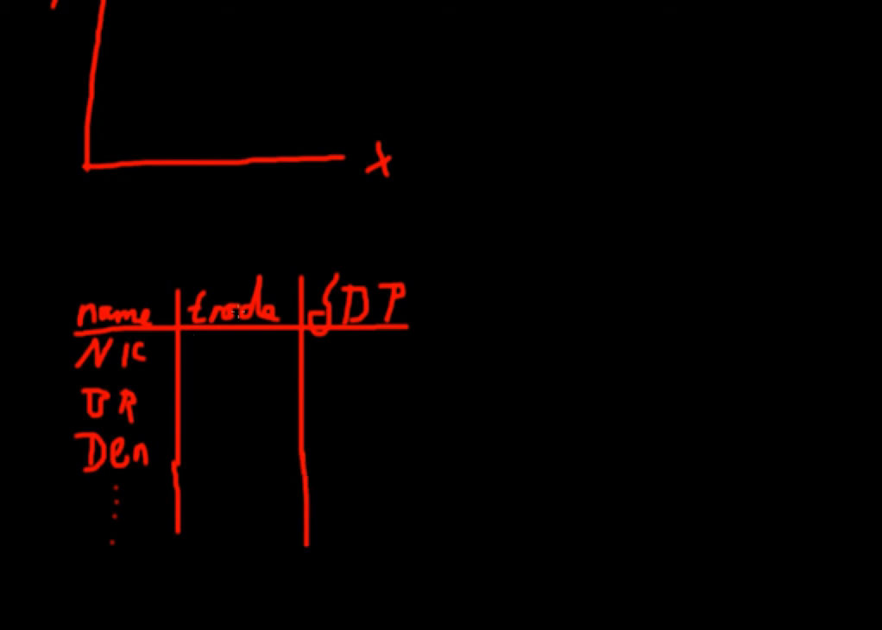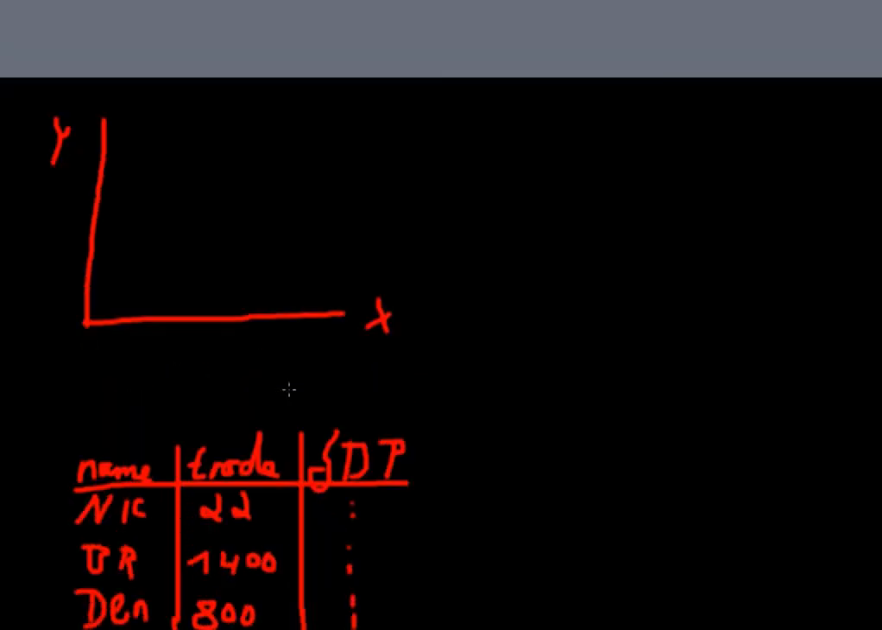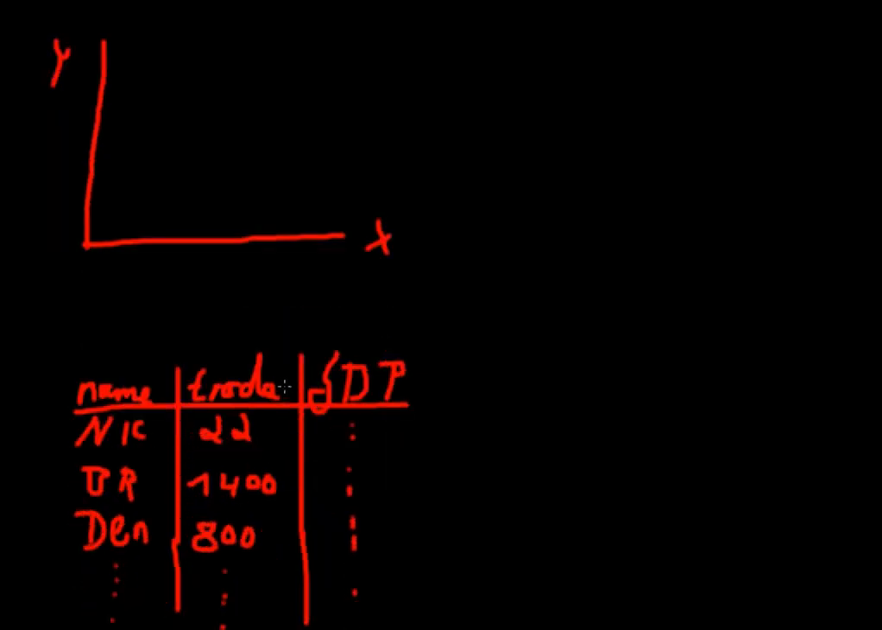Okay, then you put in your numbers for trade. So trade with the United States in million dollars. So let's say Nicaragua, $22 million. Brazil, 1,400, for example. And Denmark, let's say 800. GDP also, you put in the numbers for their GDP, okay? So, if you've done that, you'd simply go ahead and put in a dot for every observation.